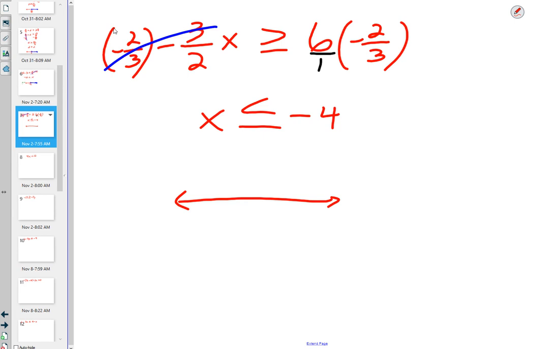What's the critical point here? It is a negative 4. What's going to happen at the negative 4? It is going to be closed. And are we going to shade to the left or to the right? Why left? Because the variable is on the left.